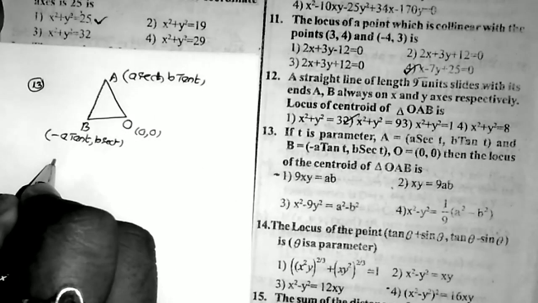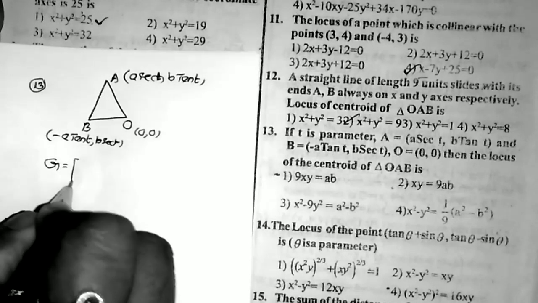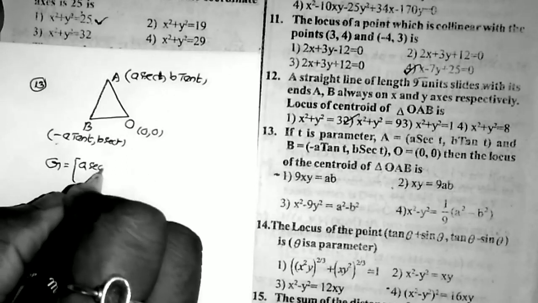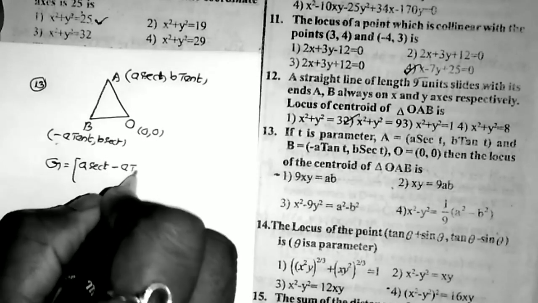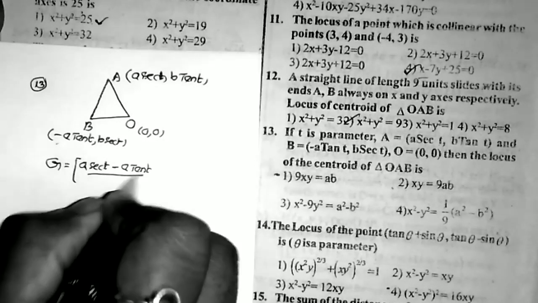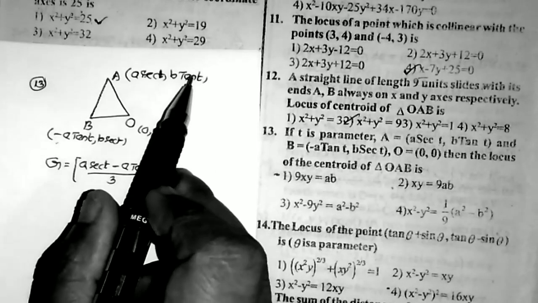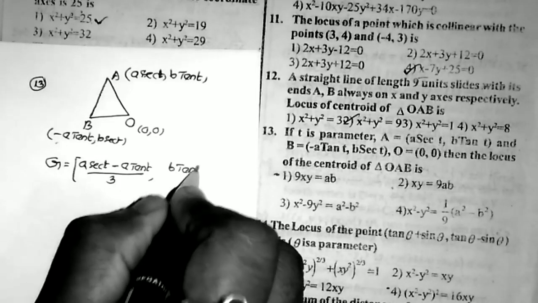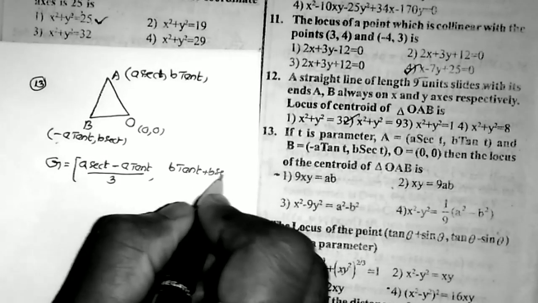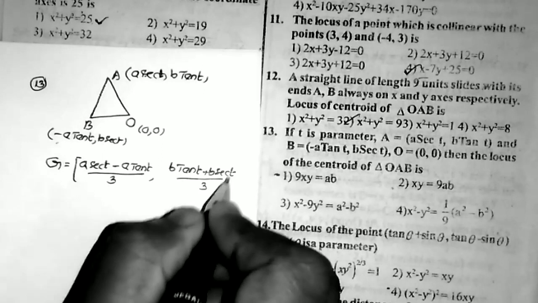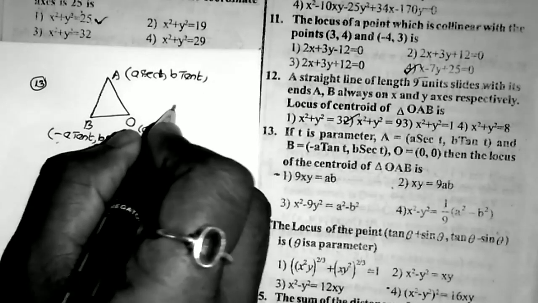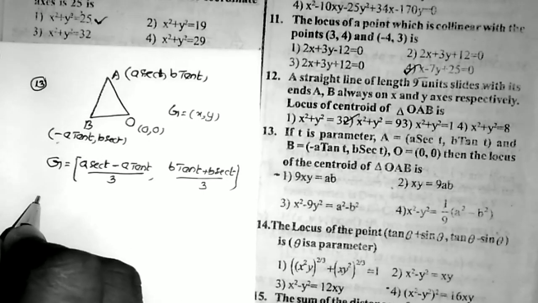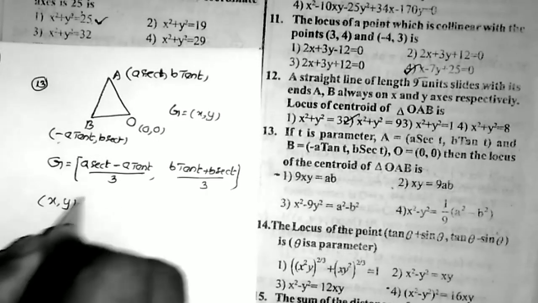Now what is the centroid? Centroid G is equal to (x1 plus x2 plus x3) by 3, that is a secant theta minus a tan theta plus 0 by 3, and (y1 plus y2 plus y3) by 3, that is b tan t plus b secant t plus 0 by 3, that is b tan t plus b secant t. Suppose I take G is equal to (x, y), then (x, y) is equal to this value.